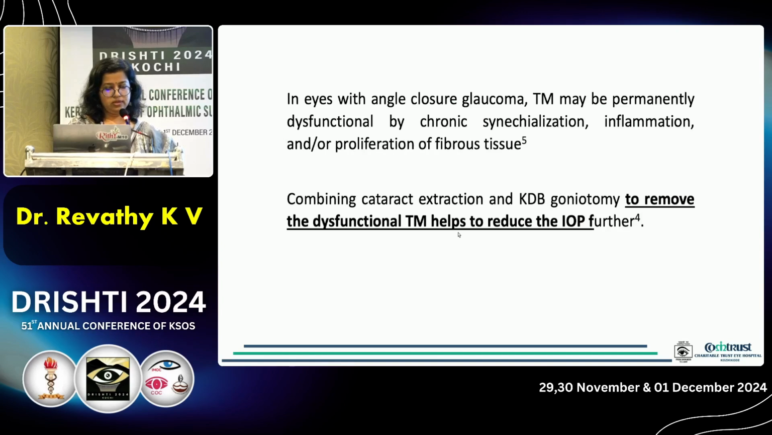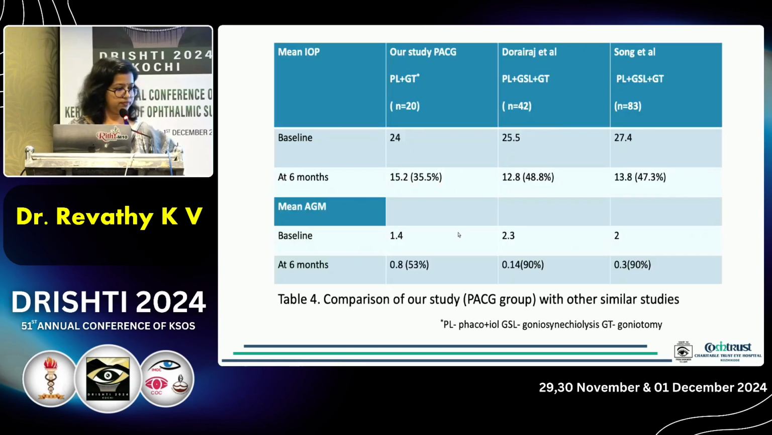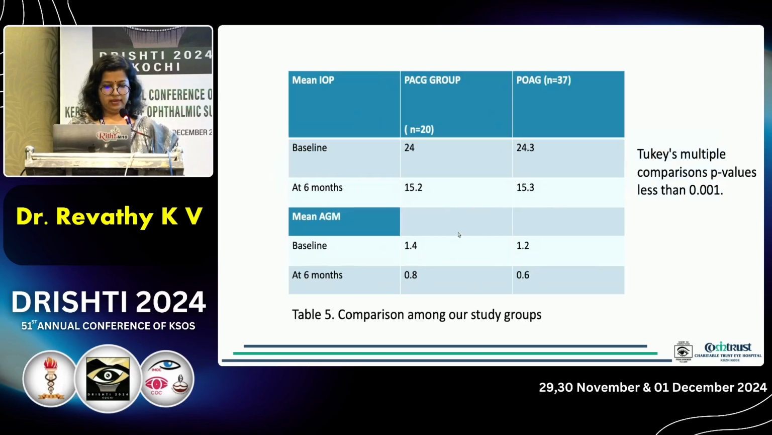In eyes with angle closure glaucoma, the trabecular meshwork may be permanently dysfunctional by chronic synechiae, inflammation, and proliferation of fibrous tissue. Thereby, combining the cataract extraction with the KDB goniotomy will further remove this dysfunctional trabecular meshwork, reducing the IOP further. This was our study group, compared with another two studies by Doreraj et al. and Song et al., where they have also done goniosynechialysis along with the goniotomy. Our baseline IOP was 24, which reduced to 15.2 at 6 months, and AGM was 1.4, which reduced to 0.8. This was the intergroup comparison.